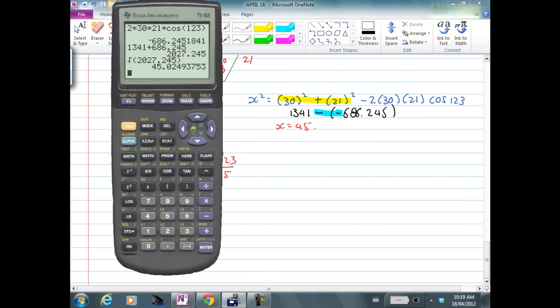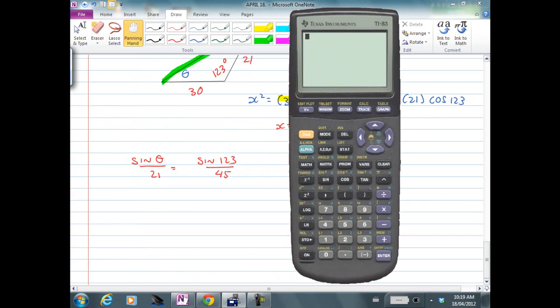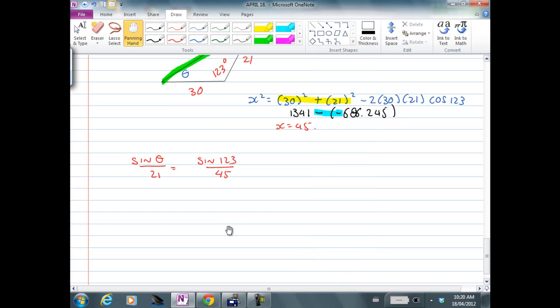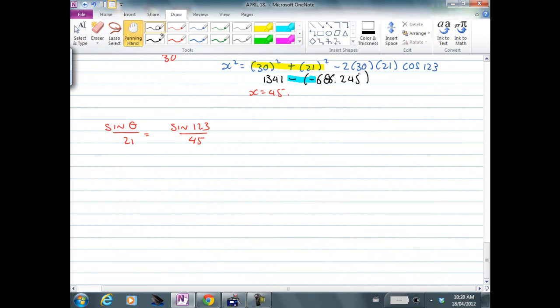So go sine 123 divided by 45 times 21, inverse sine, 0.39137, 23 degrees. So your answer is indeed 23 degrees. Guys and gals, that is called the Cos Law. Know when to use sine and when to use cos. If you have more sides and angles, most likely it will be cos.